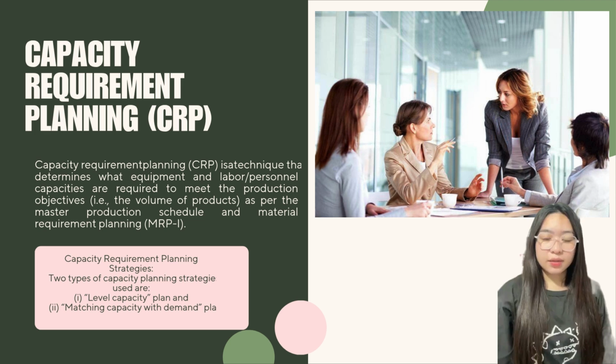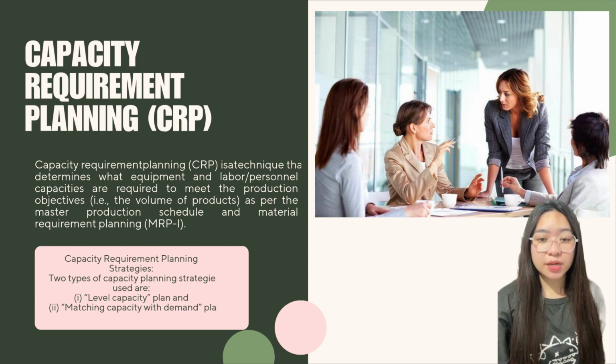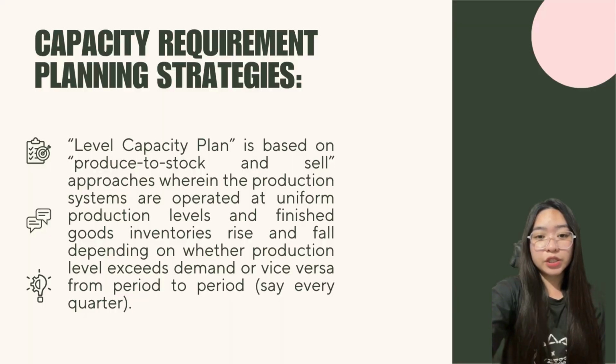Capacity requirement planning, or CRP, is a technique that determines what equipment and labor or personnel capacities are required to meet the production objectives as per master production schedule and material requirement planning, or the MRP. So capacity requirement planning strategies have two types. The first one is a level capacity plan, and the second one is the matching capacity with demand plan. So now we are going to differentiate the capacity requirement planning strategies.